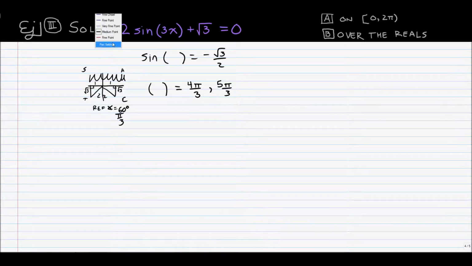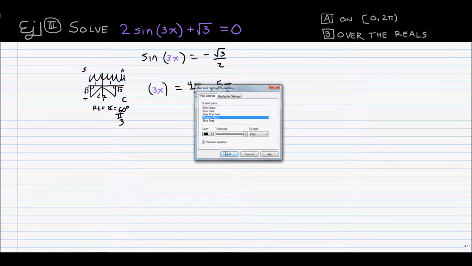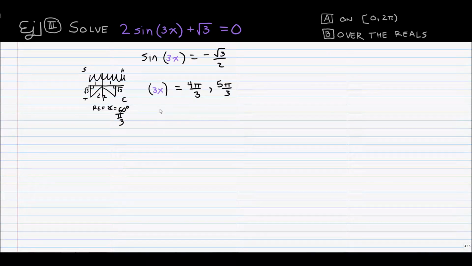Remember, inside here, we didn't just have x. We had 3x. So we've actually just found what 3x would be equal to in this perfect happy world. What do we need to do? Well, we want to find x. What's the actual angle I have to put in here? So to do this, we're going to multiply both sides of this entire equation by 1/3. What's that going to give me? Well, for one thing, it's just going to tell me what x is. It means x is going to be 4 pi over 9, and x is going to be 5 pi over 9. These two angles are actual solutions to my problem.